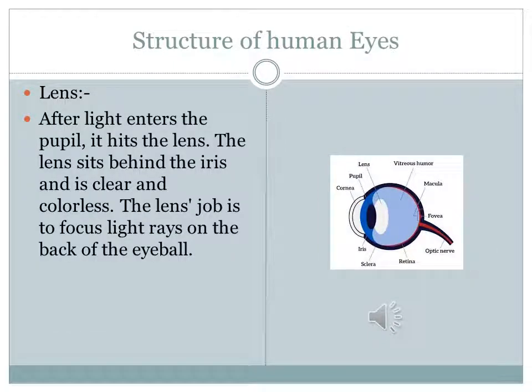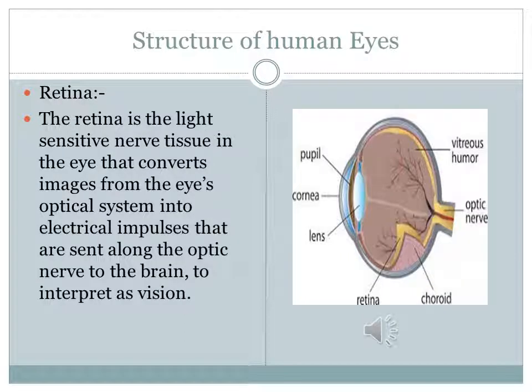Lens: after light enters the pupil, it hits the lens. The lens sits behind the iris and is clear and colorless. The lens's job is to focus light rays on the back of the eyeball. Retina. The retina is the light-sensitive nerve tissue in the eye that converts images from the eye's optical system into electrical impulses that are sent along the optic nerve to the brain to interpret as vision.